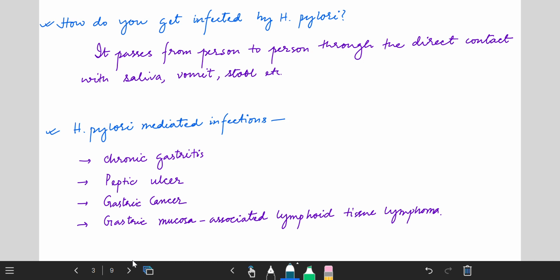Now, what are the infections mediated by H. pylori? These are chronic gastritis. Gastritis is inflammation of the gastric lining. Peptic ulcer, it means creation of a wound in the gastric lining. Gastric cancer, gastric mucosa-associated lymphoid tissue lymphoma. These kinds of infections are mediated by H. pylori. These two are common, but if there is any severe condition, it will lead to these two infections.